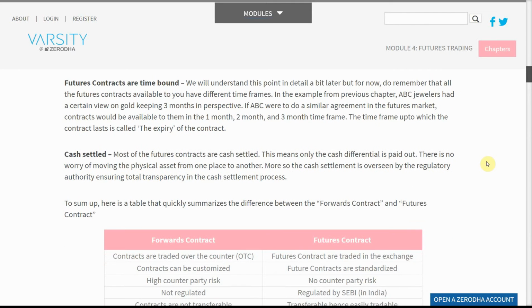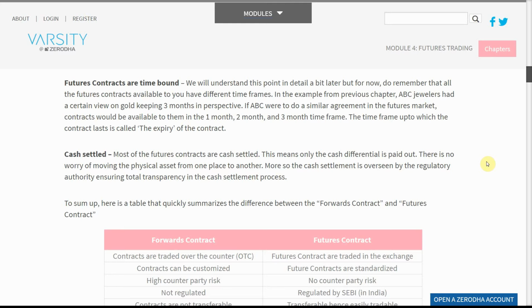Futures contracts are time-bound. We will understand this point in detail a bit later, but for now, do remember that all the futures contracts available to you have different time frames. In the example from the previous chapter, ABC Jewelers had a certain view on gold, keeping 3 months in perspective. If ABC were to do a similar agreement in the futures market, contracts would be available to them in the 1 month, 2 month, and 3 month time frame. The time frame up to which the contract lasts is called the expiry of the contract.